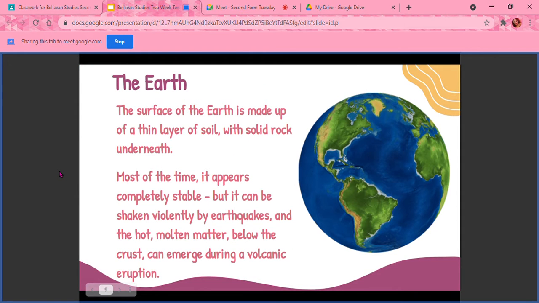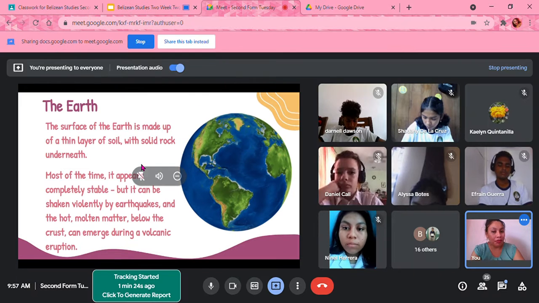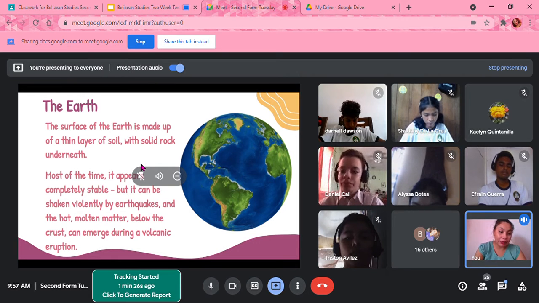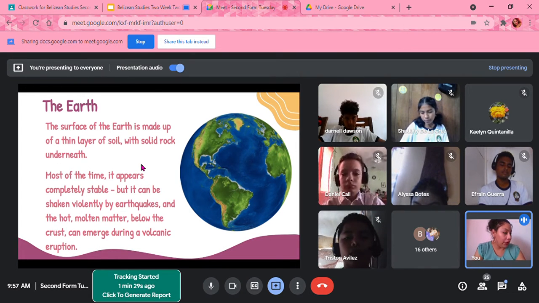So before we begin on talking about internal and external forces, we want to talk about the earth. The surface of the earth is made up of a thin layer of soil with solid rock underneath. And most of the external forces, like earthquakes and volcanic eruptions, occur on the surface of the earth, be it on land where we can visibly see it, or underwater where it's still a part of the crust but not that visible to us.